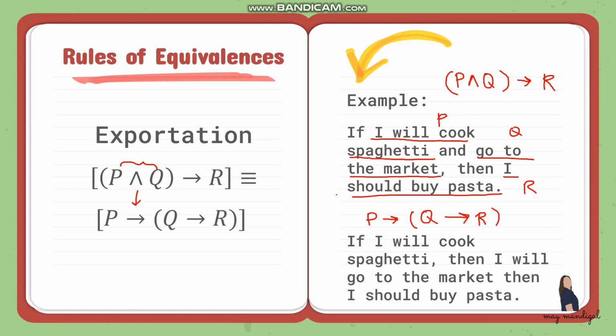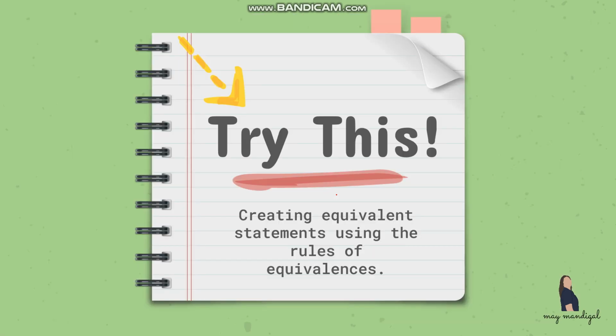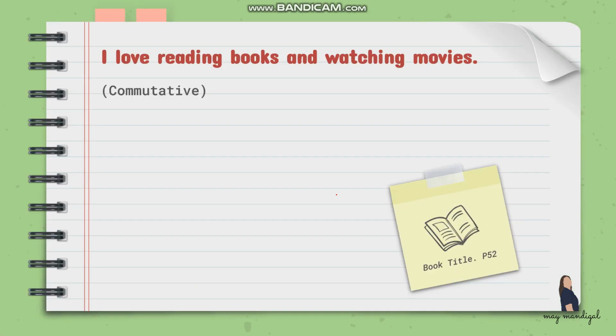Okay, so those are the different rules of equivalences. Now, let's try to create more statements. Let's try to create equivalent statements using the different rules of equivalences. Okay, first one: I love reading books and watching movies. Here, let's use commutative. In commutative, as what we know, all we have to do is just interchange the two propositions. What are the two propositions here? First is I love reading books, that is P. And the second one is I love watching movies, so that is Q.